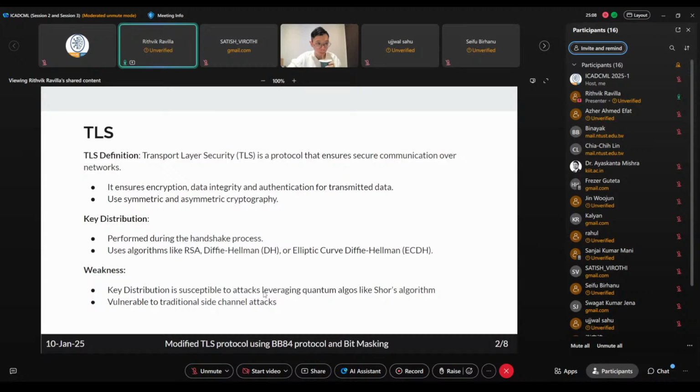Algorithms such as RSA, Diffie-Hellman, and elliptic curve Diffie-Hellman all help in establishing a session key, which can then be used for symmetric encryption and decryption. The key distribution is generally performed during the handshake process. TLS does have some well-known weaknesses, including quantum algorithms such as Shor's algorithm, which can break the encryption and figure out the keys. Another well-known weakness is that it is also vulnerable to traditional side channel attacks.